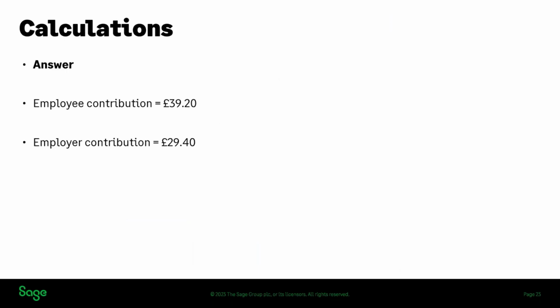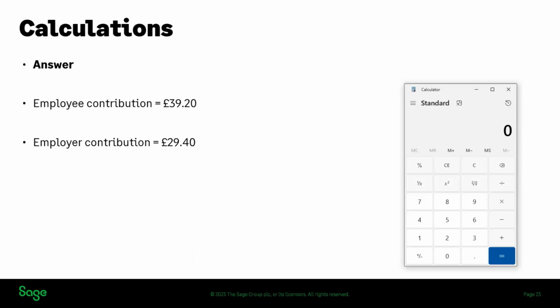So this is your answer anyway. We have an employee contribution of £39.20 and employer contribution of £29.40. Most of you, pretty much all the answers I've seen, have got the employer contribution right. So that was your 1,500 minus the lower threshold. So pensionable pay is 980 and 3% of that is your £29.40. That one's nice and straightforward.